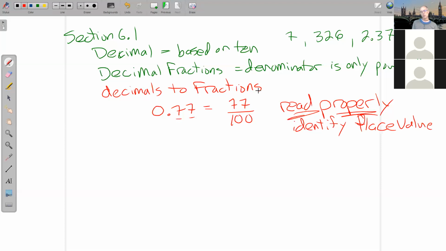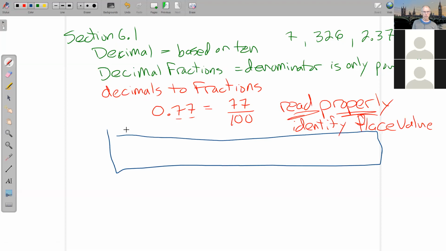Okay, so decimals to fractions. Now, I didn't really give the complete story here, so I'm going to leave a little space there and come back to it. So that's incomplete, it turns out. We spent the last part of the last class and the first part of this class converting fractions to decimals. How do we do that? How do we convert 1/4 into a decimal?